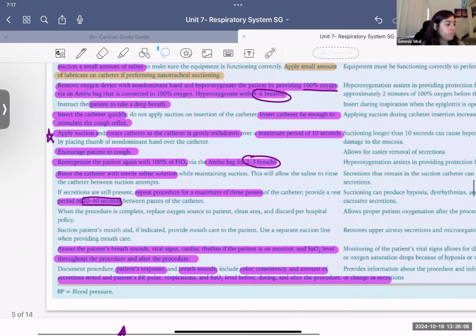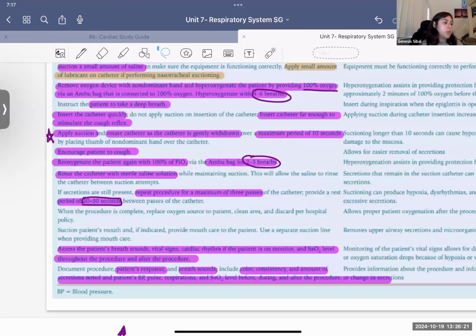And then if they're still present, you can repeat this about 3 times. And then you give them a rest period in between of 20 to 30 seconds. So it's a lot of memorizing. So I would just think like before, you're going to probably hyperoxygenate them 4 to 6 breaths, right? You're going to double it.